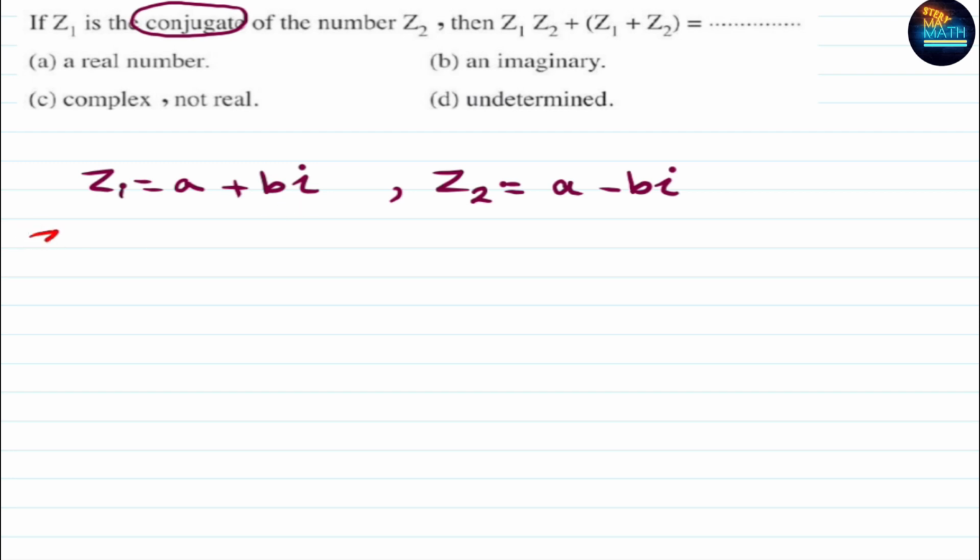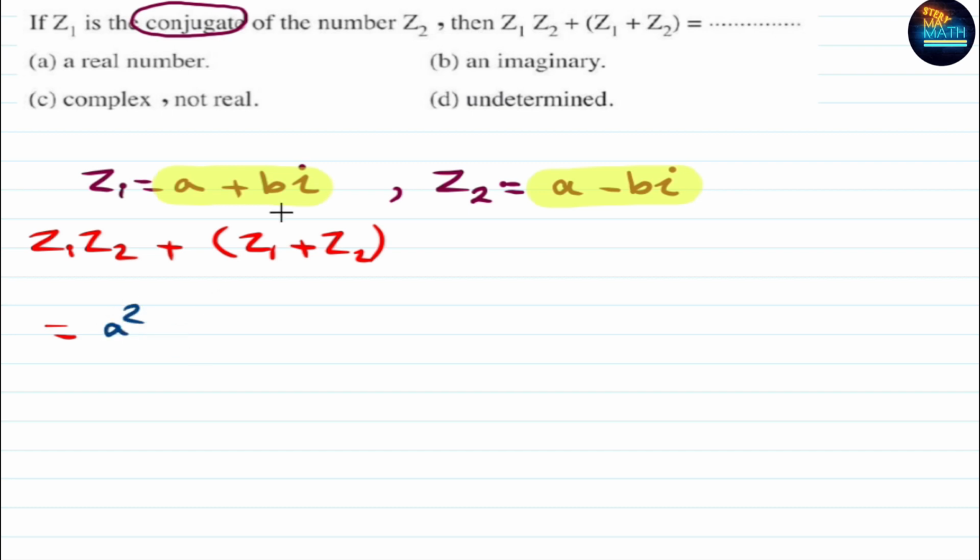So the expression here is z1 z2 plus z1 plus z2. z1 z2 means you multiply the first number by the second number. And you remember, because they are conjugate, you just multiply the first term by the first term and the second term by the second term. a times a is equal to a squared, and bi times negative bi is negative b i squared, which is plus b squared, plus z1, which is a plus bi, plus z2, which is a minus bi.